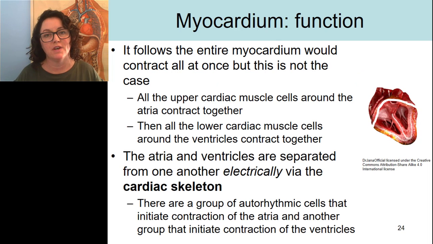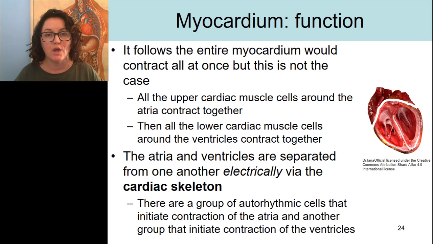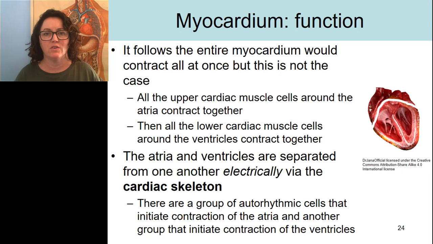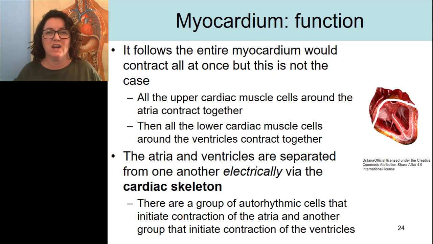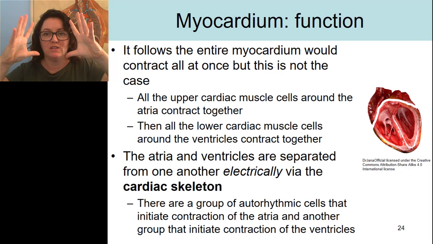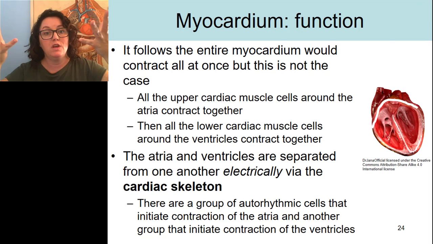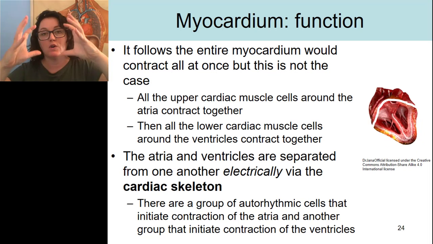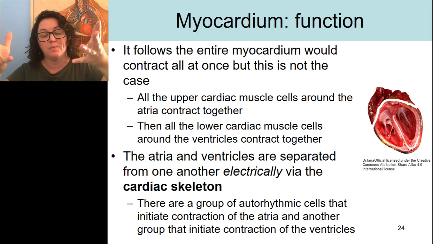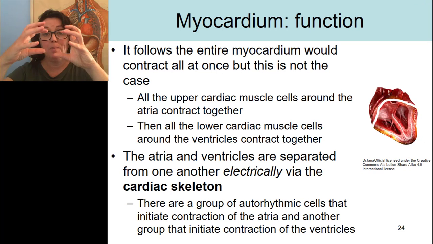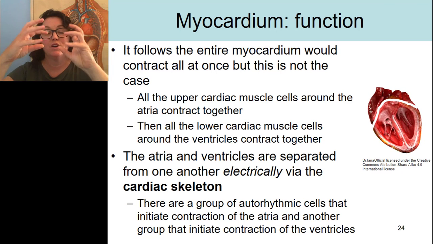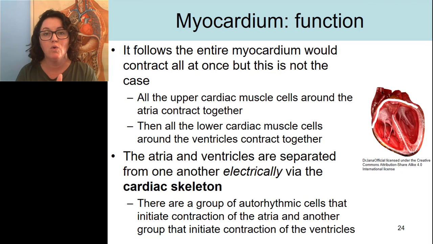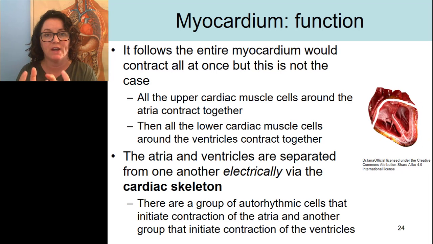Every cardiac muscle cell is connected to its neighbor through an intercalated disc. It's kind of like every cardiac muscle cell is connected to every other cardiac muscle cell. And so they're kind of like just one big giant cell. And you would think that the entire myocardium would contract at once because of that. But it doesn't. The upper cardiac muscle cells contract together, and the lower cardiac muscle cells contract together.